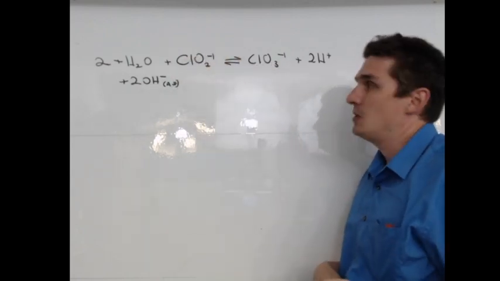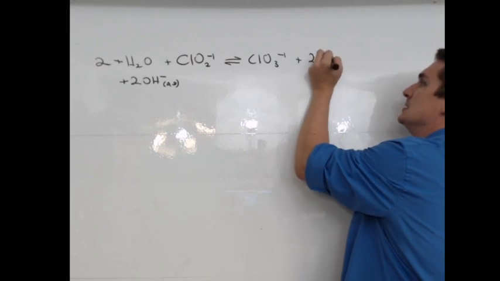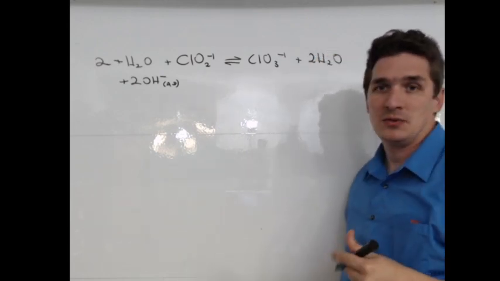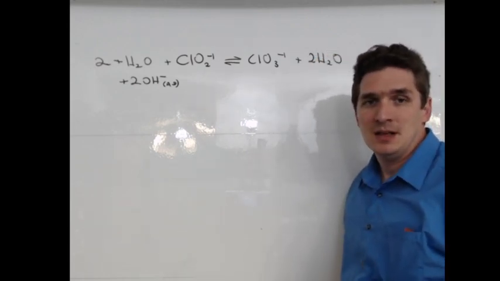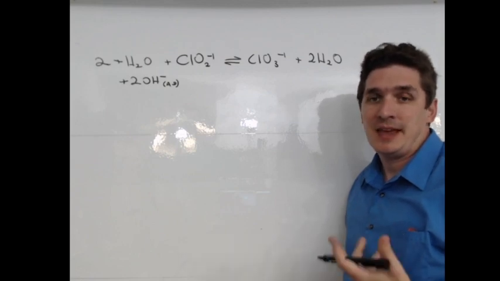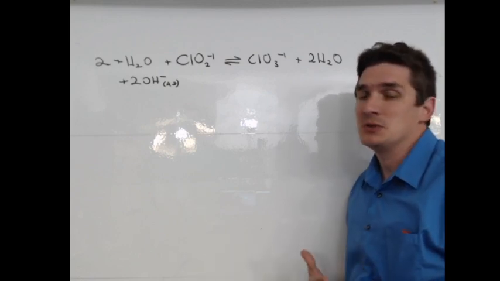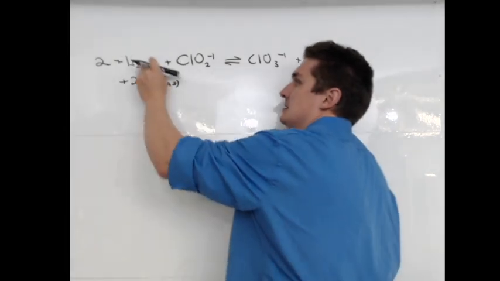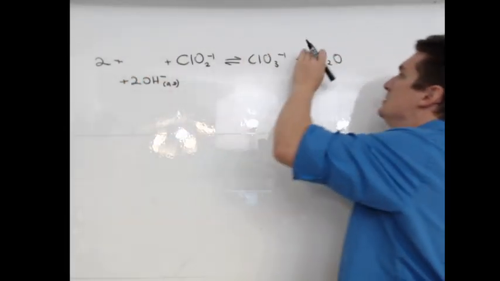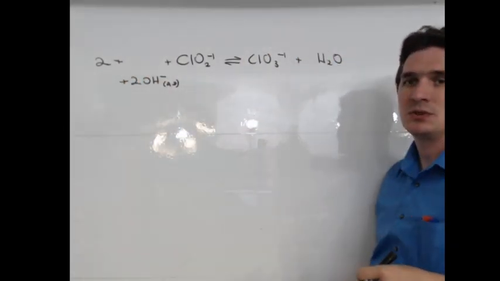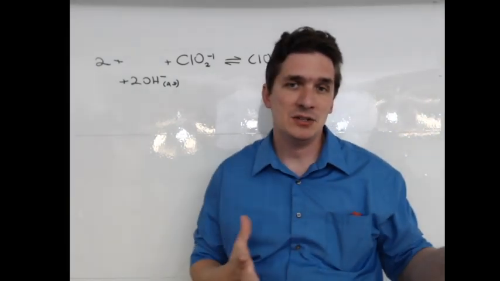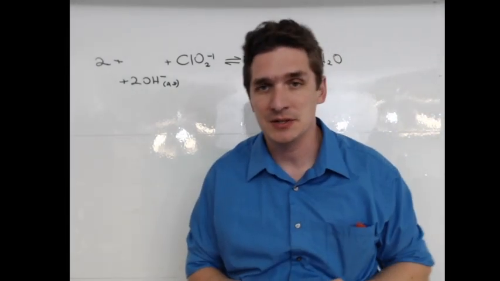Second step, all your H+, convert them to H2Os. Third step, final step, cancel out any waters that appear on both sides. So we've got one on this side, so we would subtract it off to give us one on the right side. And that's how you convert from acidic to basic conditions.